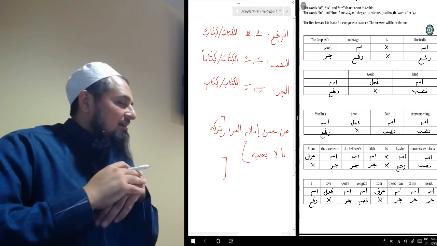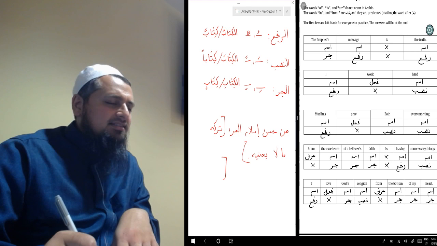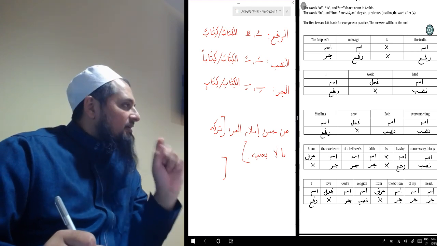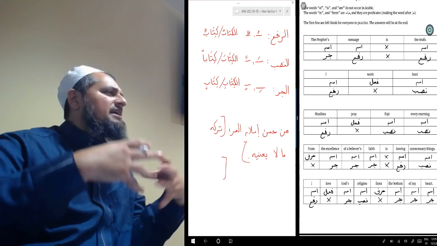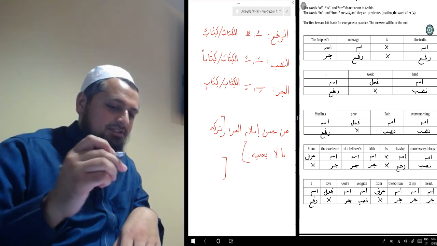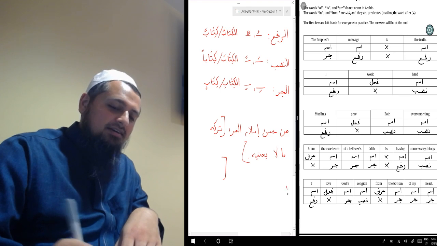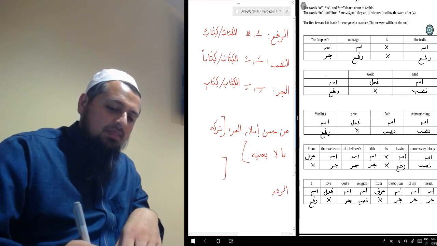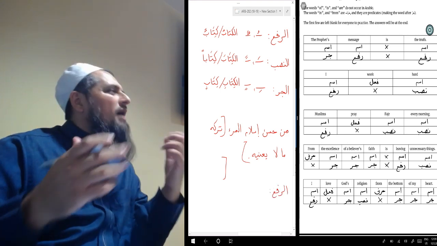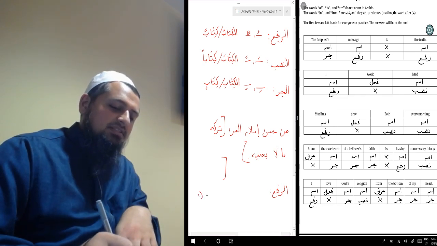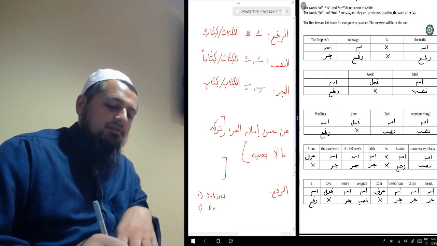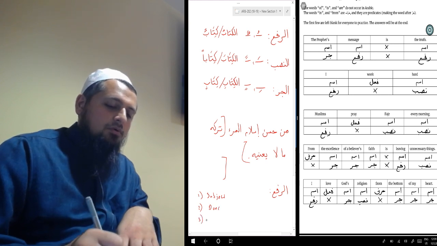We have 3 grammatical states, and he's given us reasons for why they're in that state. He's trying to help us, at least from the beginning, understand the concept. So let's go through that. For the state of rafa, so far, there are 3 reasons why it will be marfu'. Either it's the subject of the sentence, or it's the doer of a verb, or it's going to be the predicate.